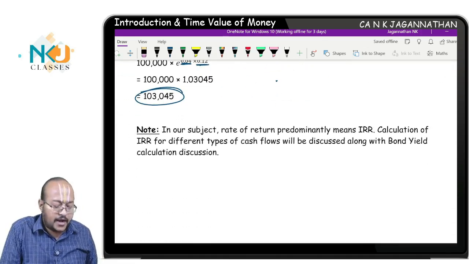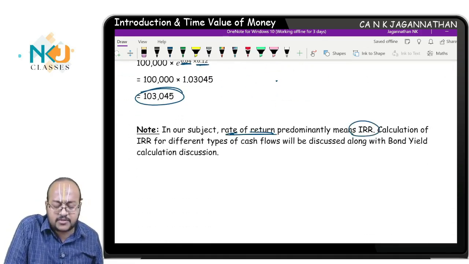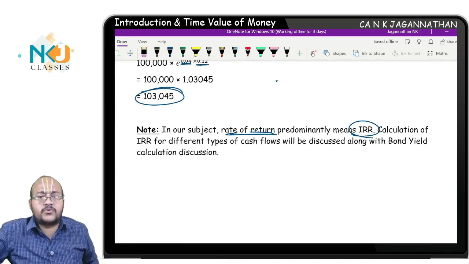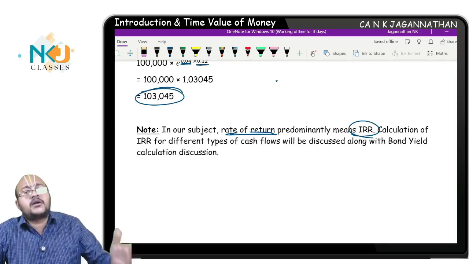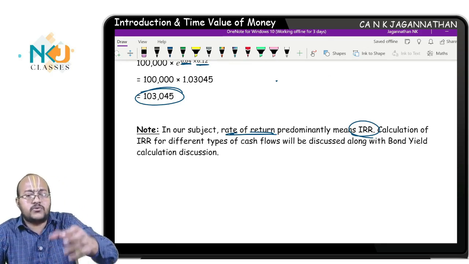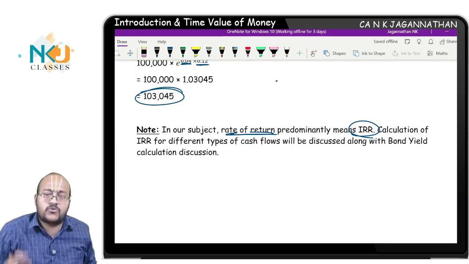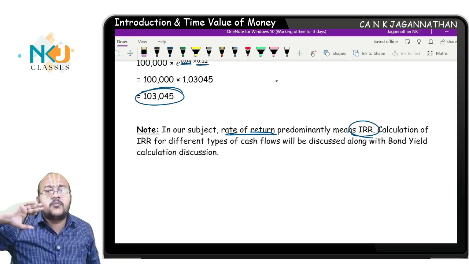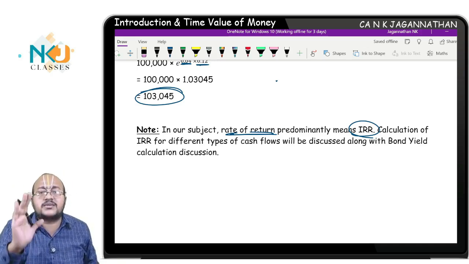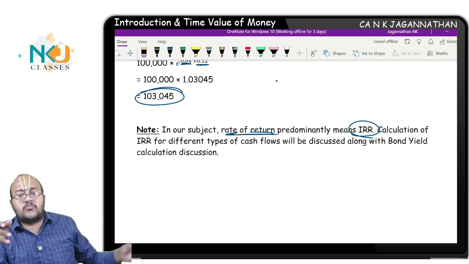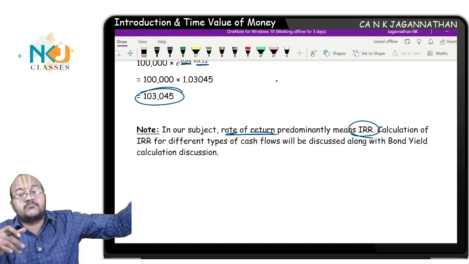In our subject, rate of return predominantly means IRR. Wherever I am using rate of return, why am I telling you this in time value of money? Later when we discuss bond valuation and all, there we will use rate of return. Predominantly, rate of return simply means IRR. We are going to study in the equity valuation chapter and all. How IRR will be computed and bond cash flows, we are going to see in the YTM segment.